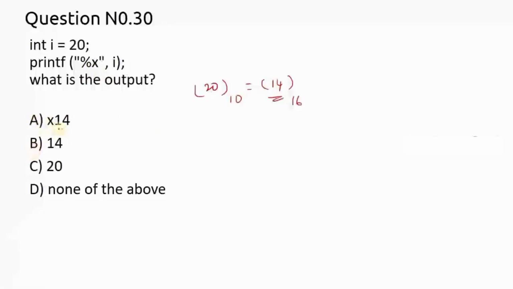Now, is A correct or B correct? In the output, it will not print any x like it is showing hexadecimal. So directly it will print 14 only. So the answer is B.